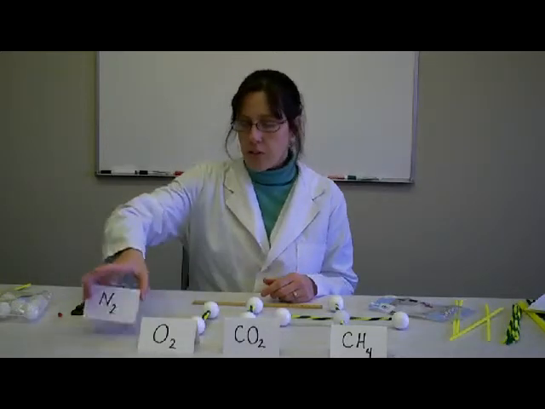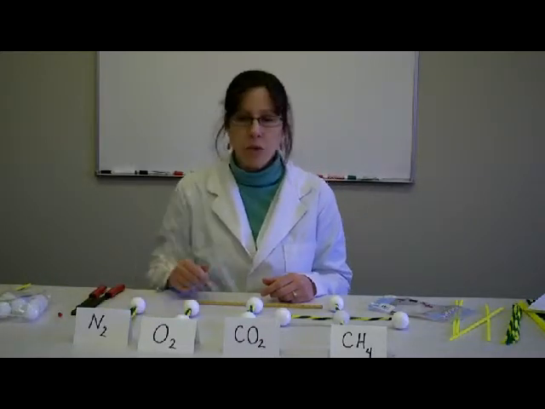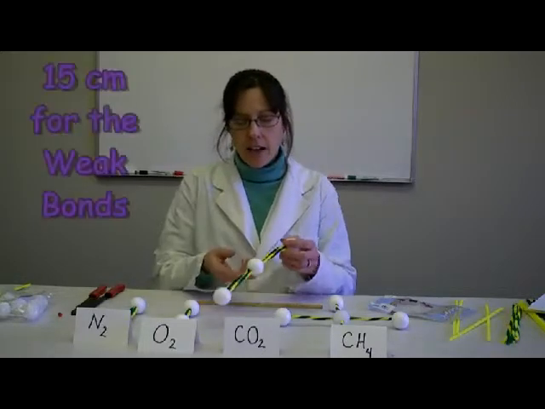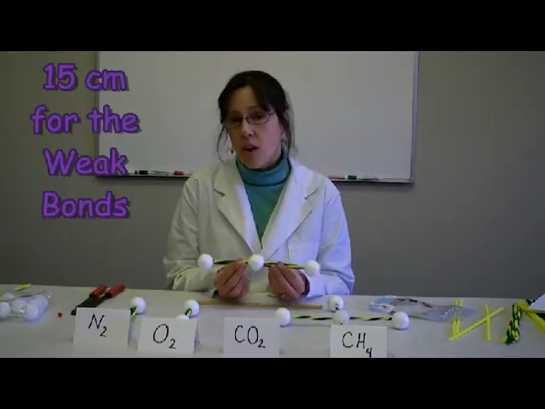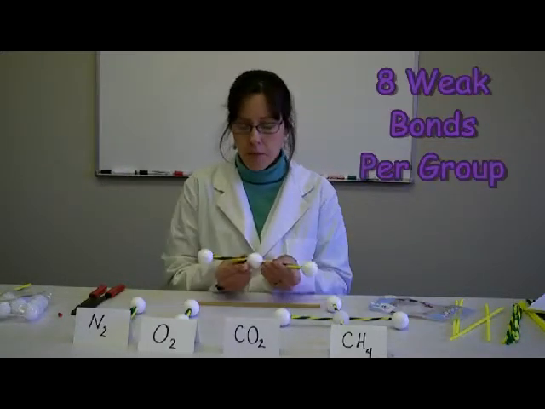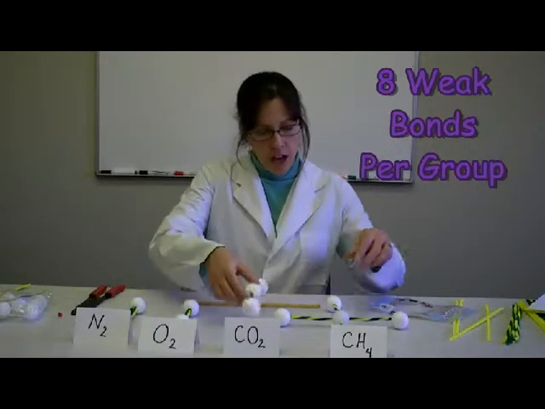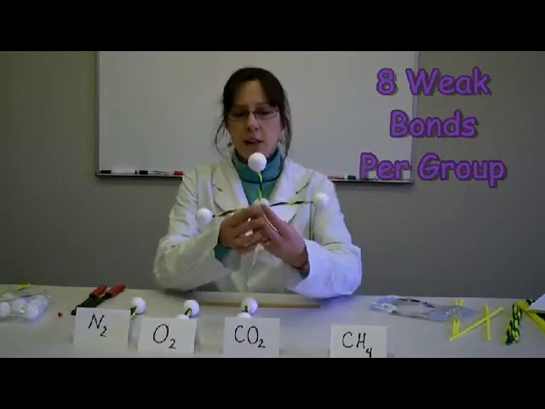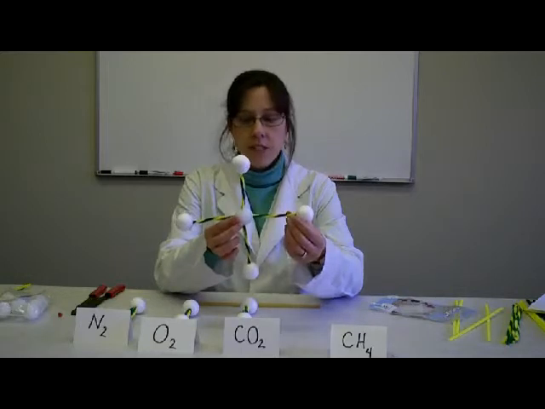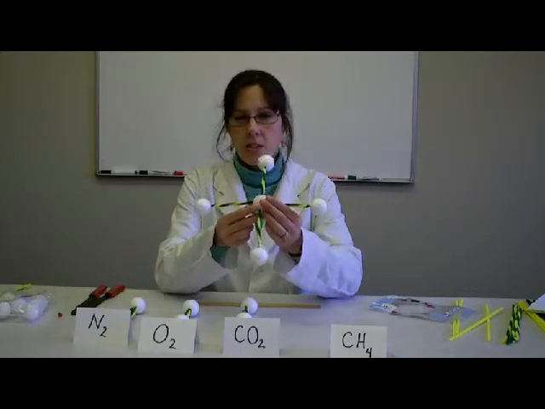So 12 centimeters for these strong bonds. We made those a little shorter, which made things a little stiffer. You can talk to your students about that. And 15 centimeters for the weak bonds. The nice thing about 15 is you can get all the bonds that you need easily out of a 30 centimeter pipe cleaner. Then on the carbon dioxide molecule, you also have 4 weak bonds, so you need 4 more 15 centimeter lengths. Push those in and get them centered.